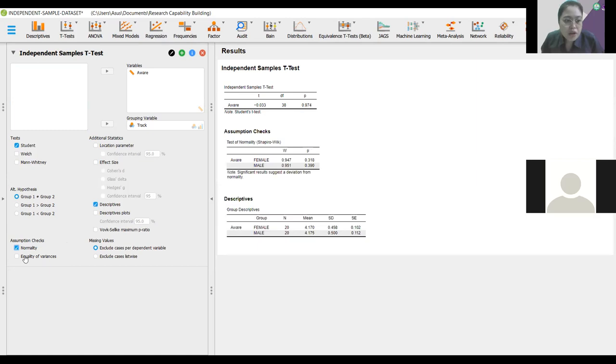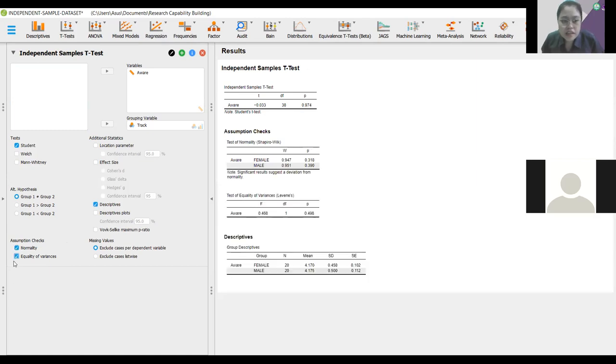And then ito yung mga normality checks. You can just click everything, the two of that, normality and equality of variance, just to check if you have met the assumptions for parametric test. But take note that you don't need to include this in your paper. Okay? Hindi mo na ito kailangan i-include sa paper nyo, itong test for normality and the equality of variance.